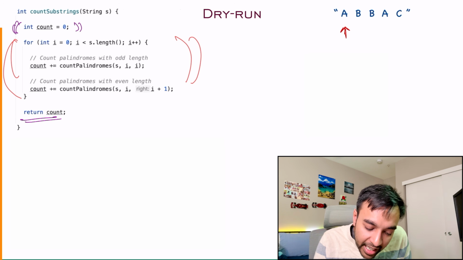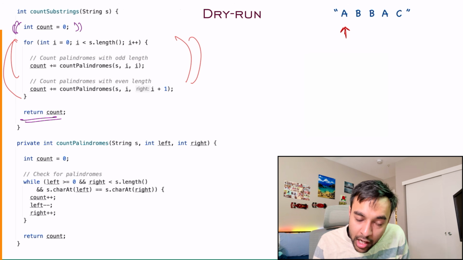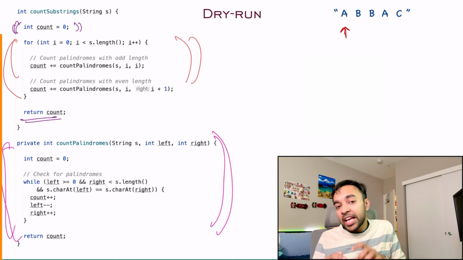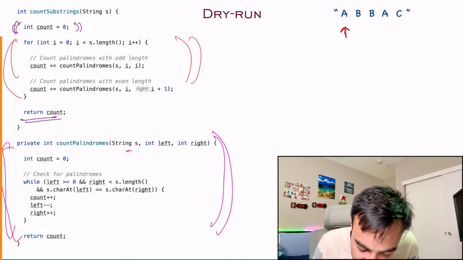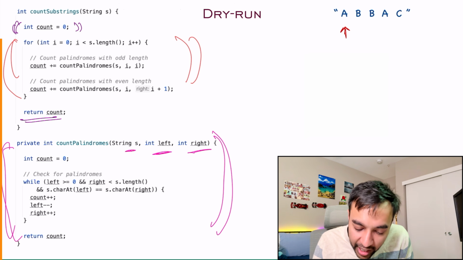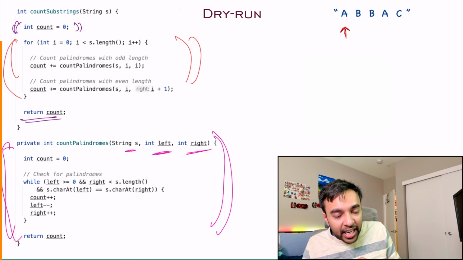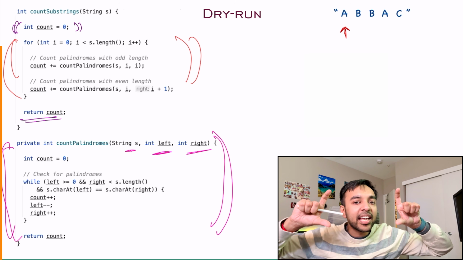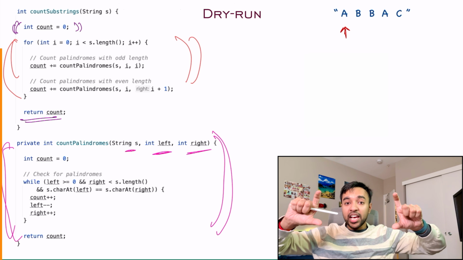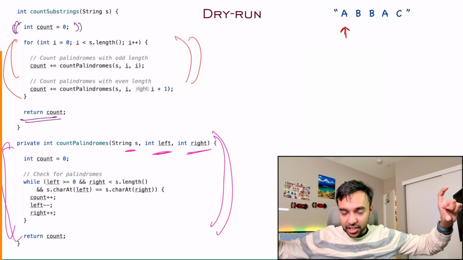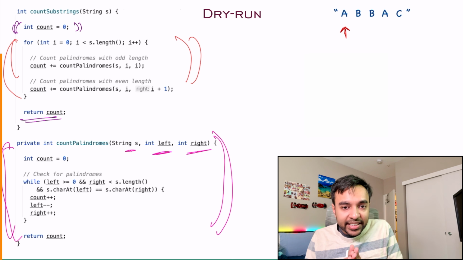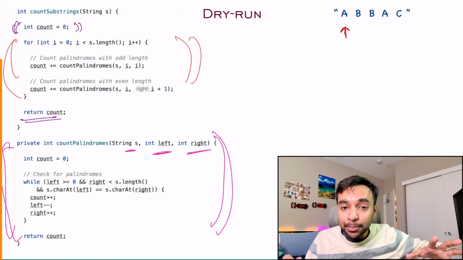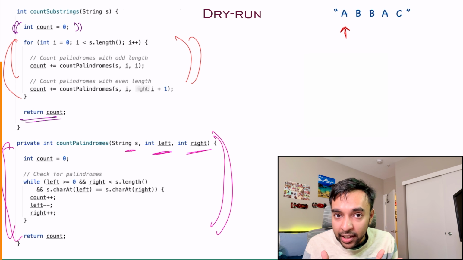You also need to understand how you are counting these palindromes. What we have over here is a private method to count the palindromes. It takes in three parameters: the string, a left pointer, and a right pointer. The idea is that you check if the character at the left pointer is the same as the character at the right pointer. If they are the same, you can keep on expanding your search, right? If at any instance the character on the left is different from the character on the right, it simply means that this string is not a palindrome.